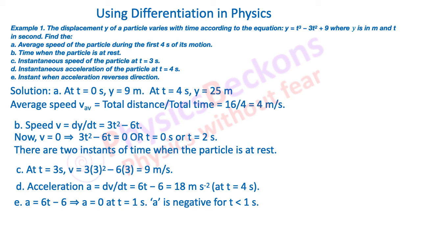The last part is the instant when the acceleration reverses direction. Now the expression for acceleration is a equal to 6t minus 6. So acceleration is 0 at t equal to 1 second. That is, the value of a will change its sign at 1 second. For t less than 1 second, acceleration is negative, that is, it is in a particular direction. And for t greater than 1, it will become positive. So the direction is reversed at t equal to 1 second.